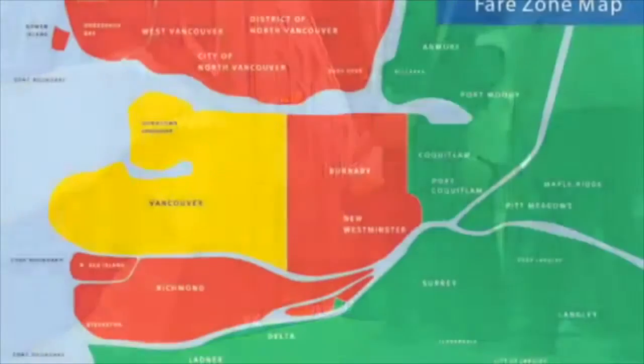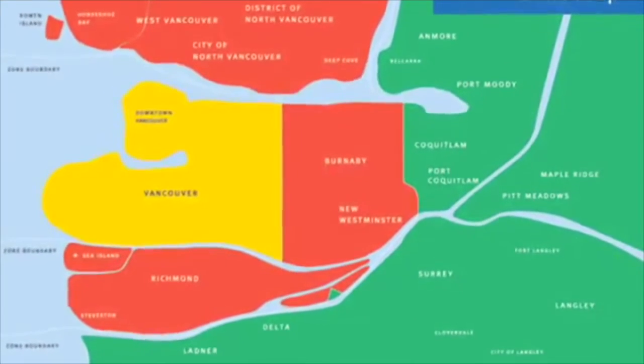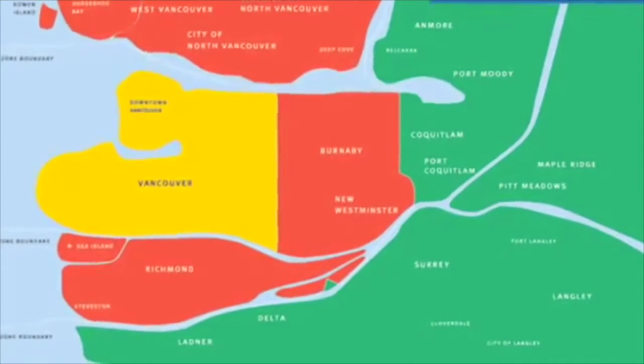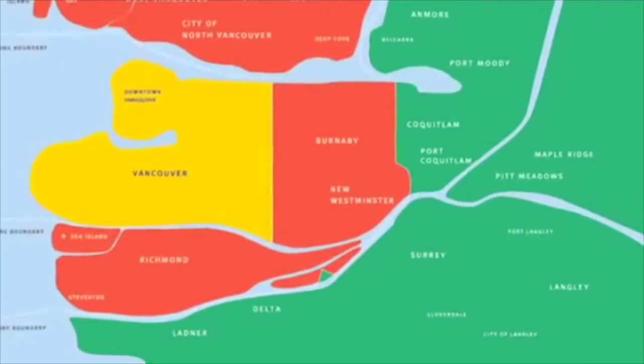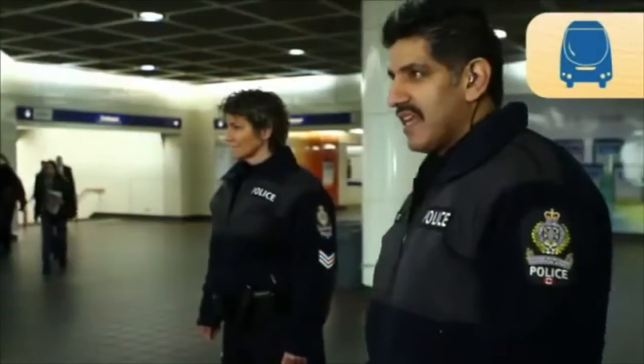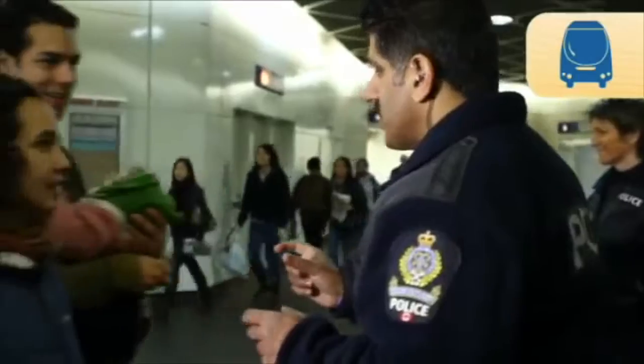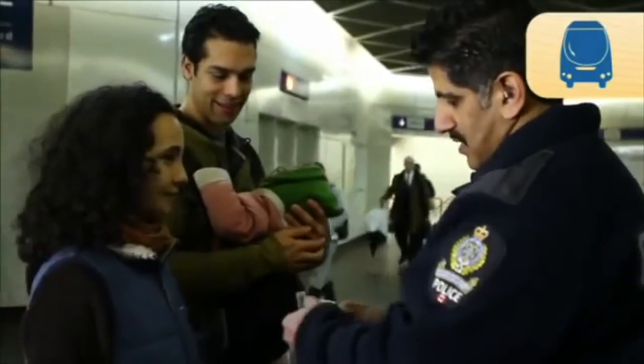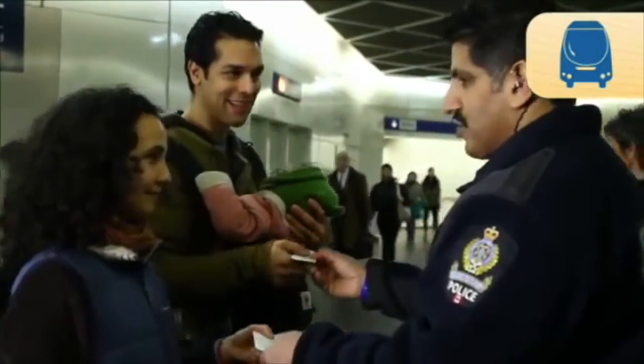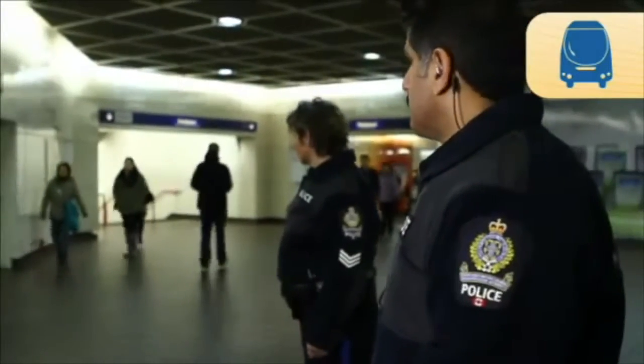In the Lower Mainland, there's a zone system in effect, and traveling between zones usually requires you pay an additional fare. In some areas, like on the SkyTrain and C-Bus, spot checks are conducted to ensure passengers have paid their fares. You can receive a substantial fine if you travel on transit without paying your fare.